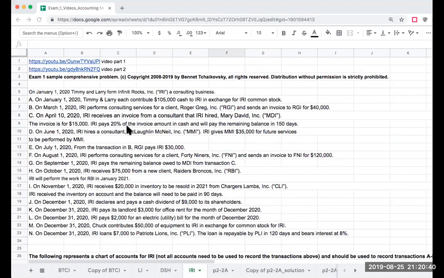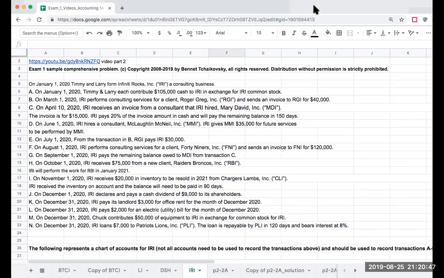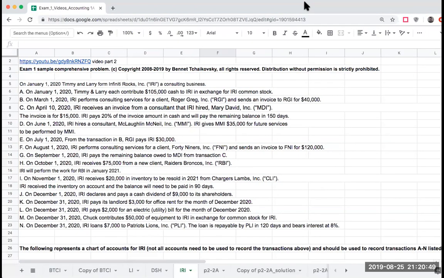Is this printable? I'm sorry? Is this printable? I'm not sure if it's printable, but you should have the ability to look at it on screen. You should have access to this to at least be able to look at this on screen. Okay. I have a question. Sure.